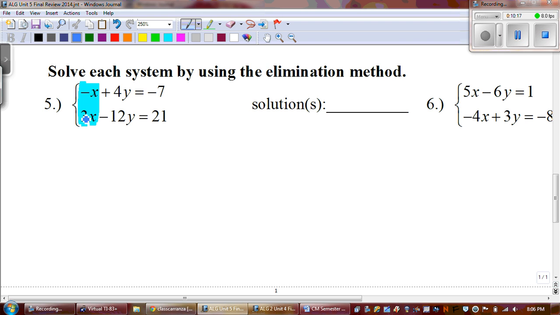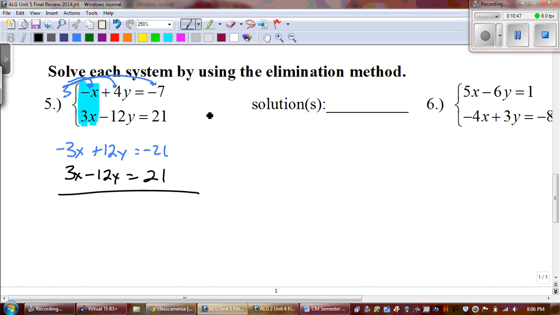So if this is a 3 and this is a 1, I need this top one to be a -3. And to do that, I'm going to multiply by 3. And when we do that, we get -3x plus 12y equals -21. And on the bottom, it stays the same. 3x minus 12y equals 21.